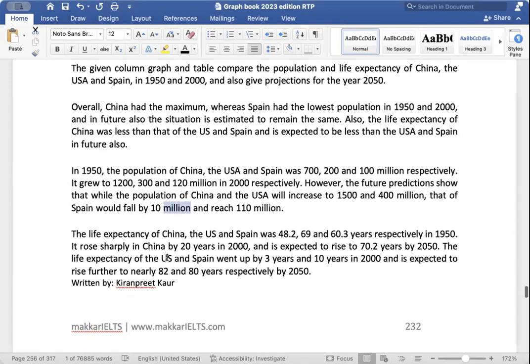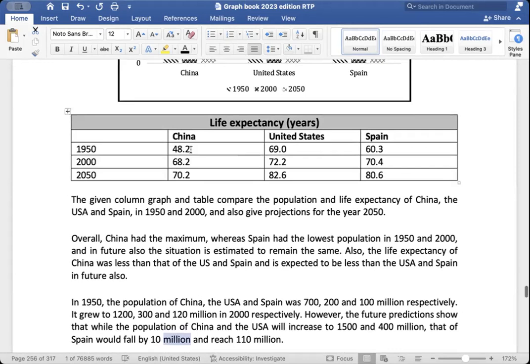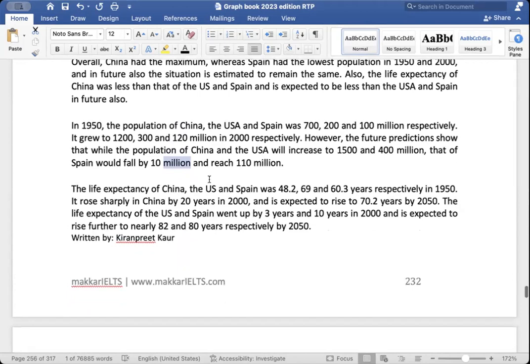It rose sharply in China by 20 in 2000. Now what does the preposition "by" mean? By 48.2, 68.2. By 20 means 68.2 minus 48.2, that is 20. Or you can say I've added 20 to 48.2, it became 68.2. When you have to do a minus or plus, then you use the preposition "by".